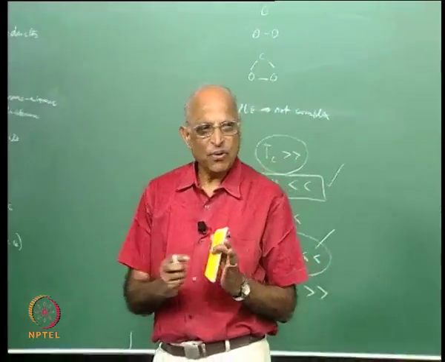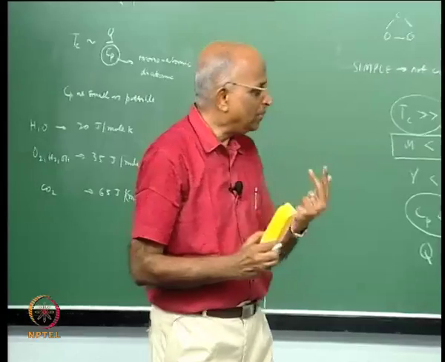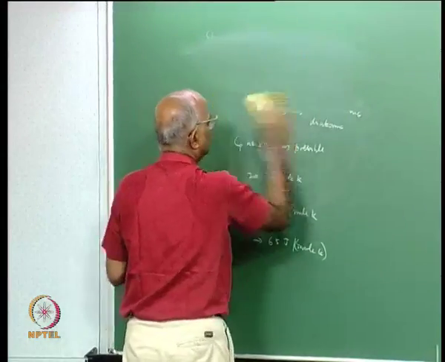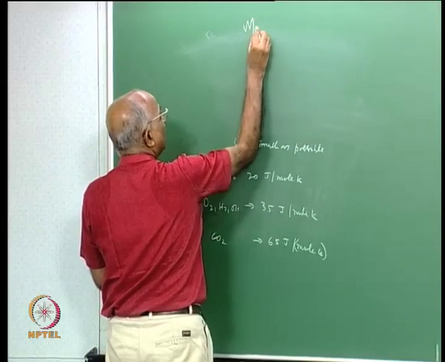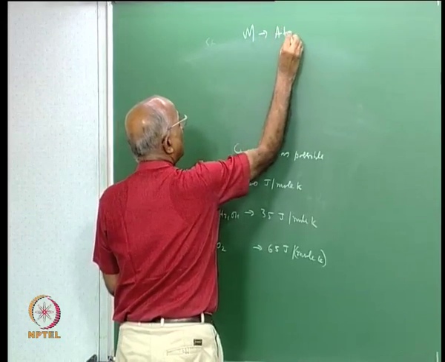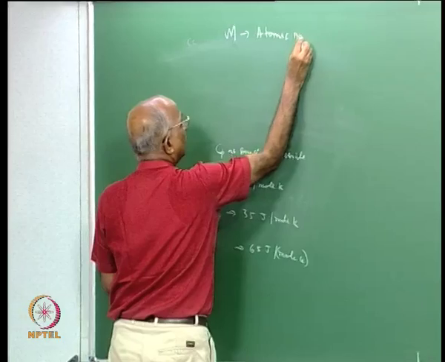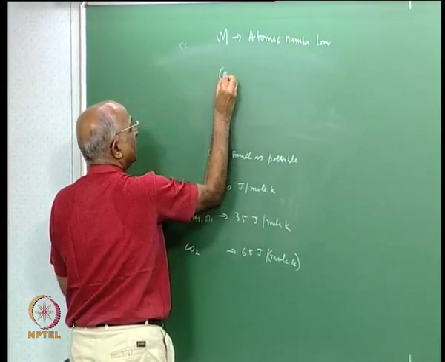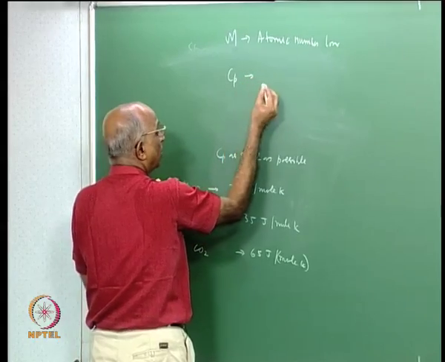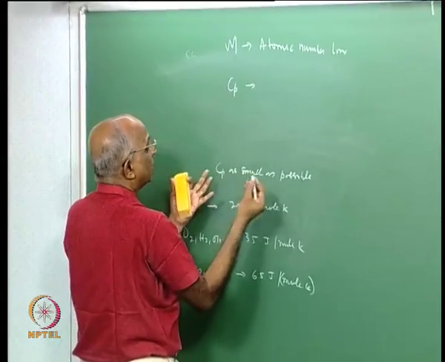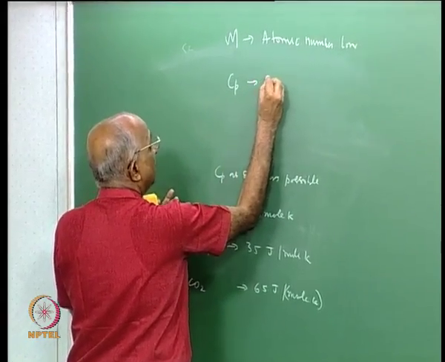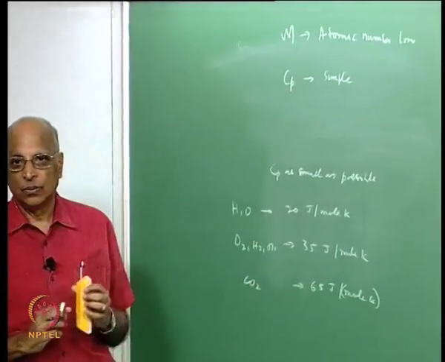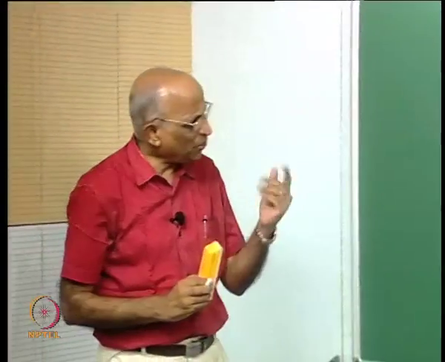Okay? Therefore, we have looked at two criteria. First, the criterion of molecular mass: the atomic mass must be small, or atomic number must be low. Second, Cp means the product gases which come out of the chemical reactions of the chemicals must be somewhat simple or dissociated. Okay? Let us go to the next one.